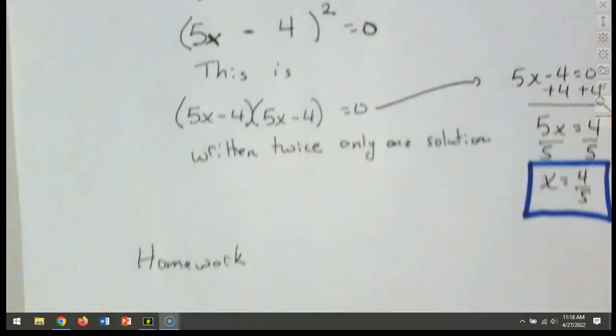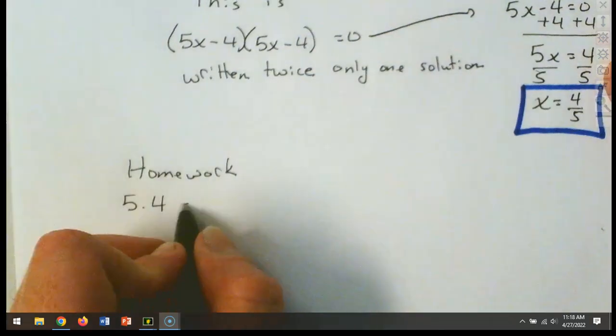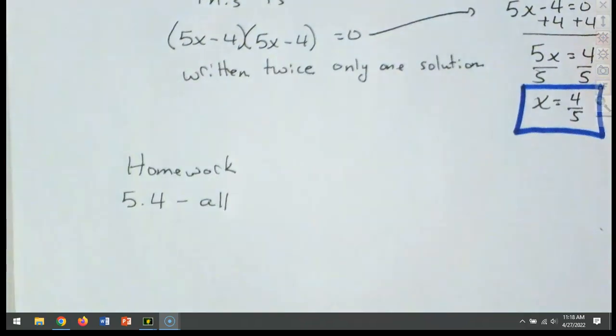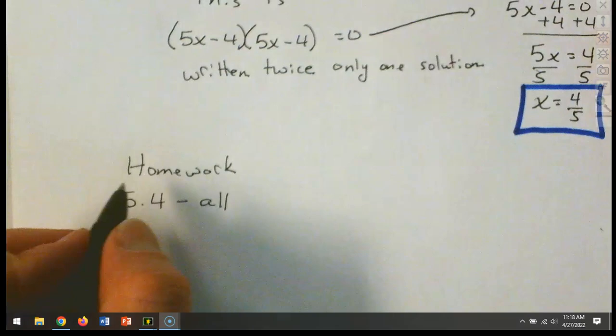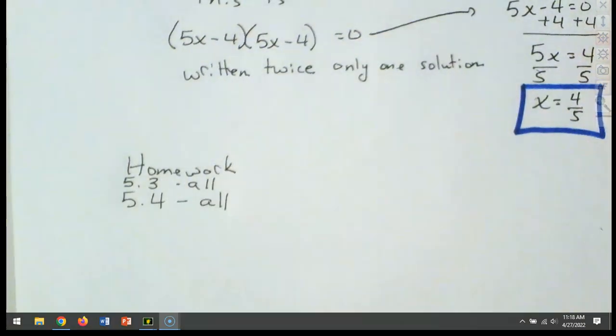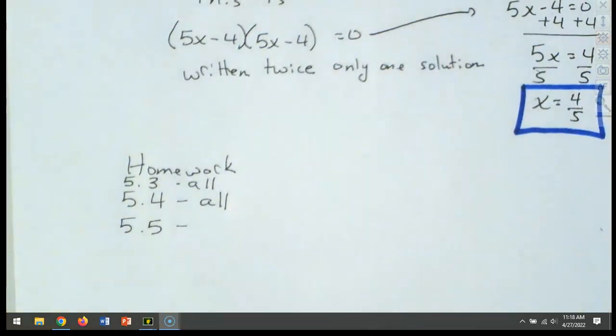So for your homework for next class period, you should be able to do 5.4. You should be able to do them all. So you should be able to completely finish up 5.4 and 5.3 also. So you should be able to do all of 5.3, all of 5.4, and 5.5. We haven't done that many of them, but you can do a few of them here. Let's see which ones we can work through.